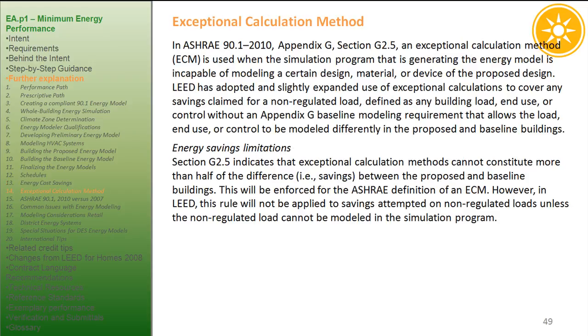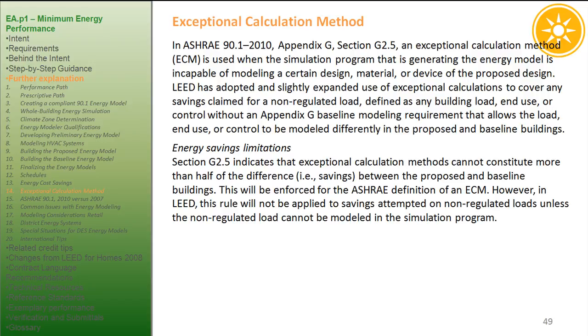Exceptional Calculation Method. In ASHRAE 90.1/2010, Appendix G, Section G2.5, an Exceptional Calculation Method, ECM, is used when the simulation program that is generating the energy model is incapable of modeling a certain design, material, or device of the proposed design. LEED has adopted and slightly expanded use of exceptional calculations to cover any savings claimed for a non-regulated load, defined as any building load, end use, or control without an Appendix G baseline modeling requirement that allows the load, end use, or control to be modeled differently in the proposed and baseline buildings.